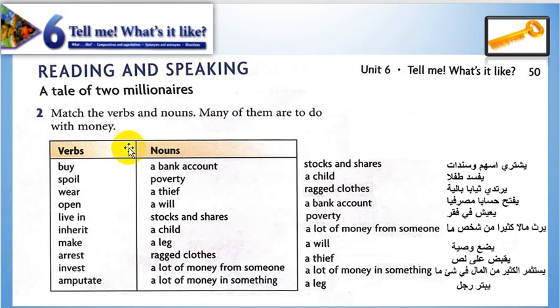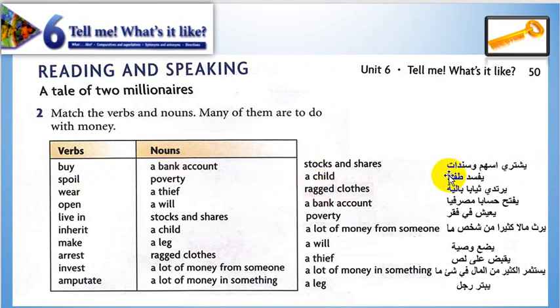Verbs and nouns that are connected to each other and connected to money. Verbs are in the first column, and the second column has the nouns. They are put in a random order. Buy a bank account, spoil poverty. This is not the right order, so I put the right order here. Buy stocks and shares. So the expression is "يشتري أسهم وسندات". I gave you the meaning also, so you can memorize them easily.